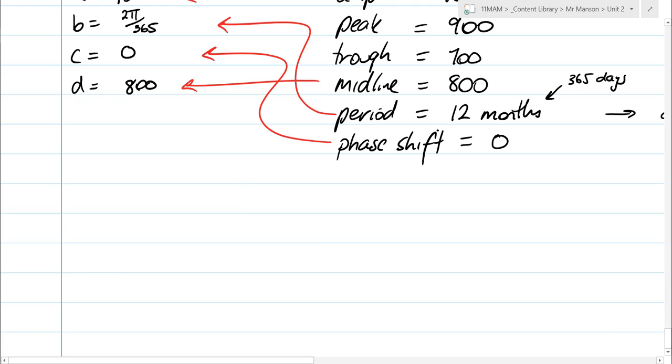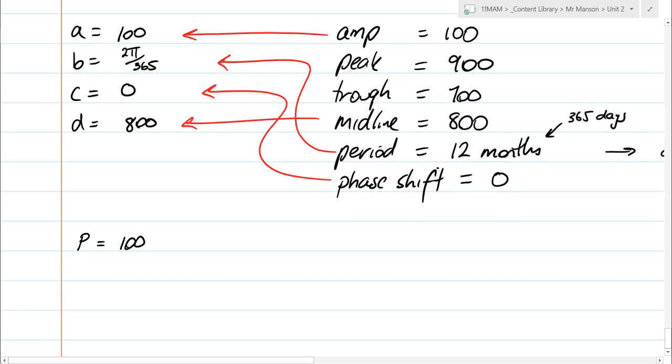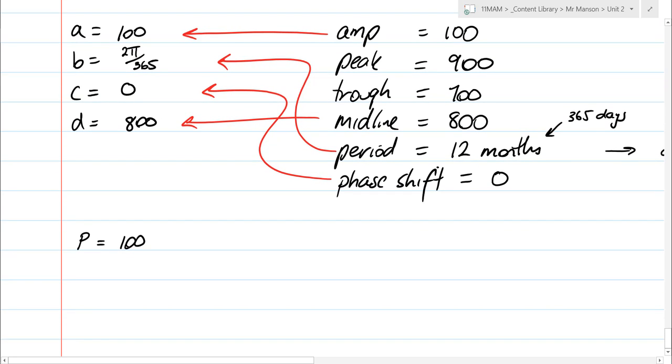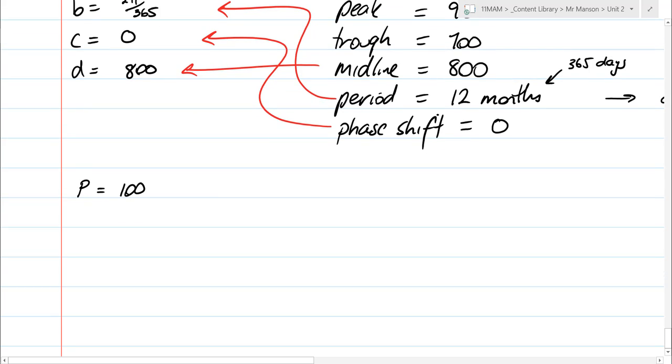And so my model is that the population of birds is equal to 100. Now, it did start at the peak, didn't it? Started at 900 on the 23rd of January. So I'm going to use a cos function because that starts at a peak. 100 cos of 2 pi over 365 times time, I'll put that in a bracket just to make sure, plus 800. That's my population varying function.